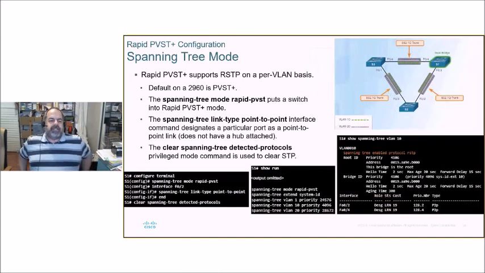Okay, spanning tree mode. Rapid per VLAN spanning tree supports RSTP on a per VLAN basis, though it's not the default. To turn it on, you do spanning-tree mode rapid-pvst, and that changes it. The spanning-tree link-type point-to-point command designates a particular port as a point-to-point link, in other words, there are no hubs attached. Or you can use clear spanning-tree detected-protocols to clear STP.